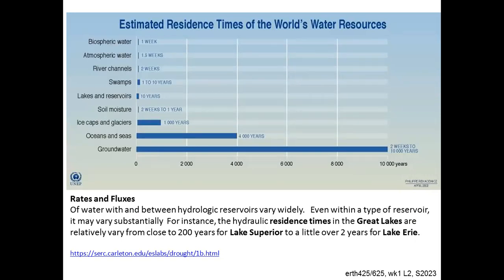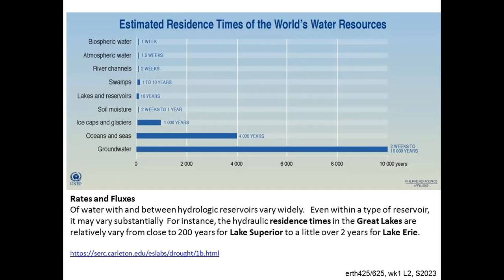If you go to individual lakes or swamps or ice caps, you will find a big variety in these numbers. But like I said, these are averages. They show you where water spends most of its time. On average, it only spends about a week in the biosphere, meaning it goes in and out frequently. In the atmosphere, it's about the same, 1.5 weeks. In river channels, where it's flowing relatively quickly, only a couple of weeks. Swamps, maybe 1 year to a decade. Lakes and reservoirs, we're talking about the time scale of decades.